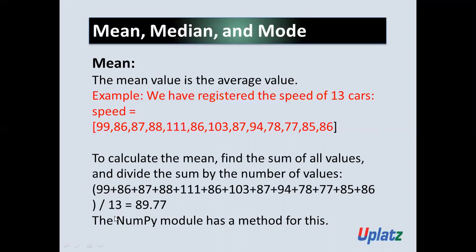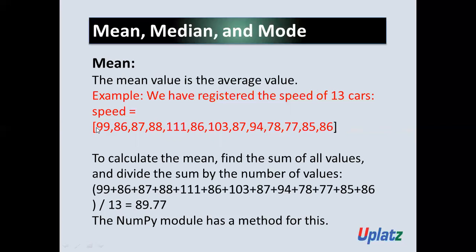So in simple terms, to calculate the mean or to find the average, first find the sum of all the values and then divide the sum by the number of values. So 99 plus 86 plus 87 till 86, the addition of all these divided by 13, that is the total number of values. So you will get the answer 89.77. That is the mean value, that is the average value. Okay. So this is the average speed of a car.